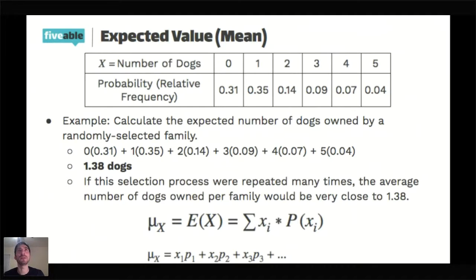If we could literally sample everyone, if we took a census of the whole population and asked them how many dogs they have, added them all up, divided by the number of families that we asked, it would turn out to be 1.38. But expected value is more of a like a simulation kind of thing. Like if we sampled 100 families, we would expect them to have about 138 dogs, and so it would work out to about 1.38. And so sometimes you'll get asked for probabilities. Sometimes you'll get asked for expected value.